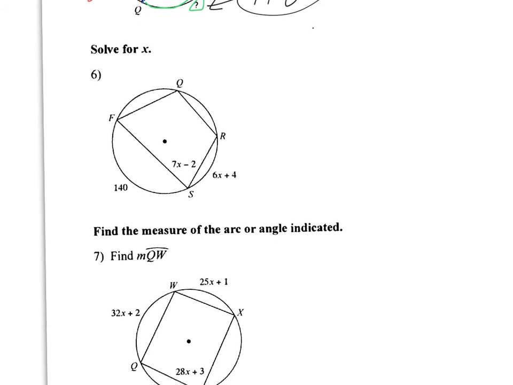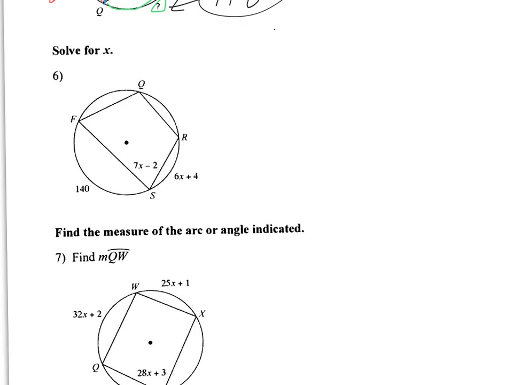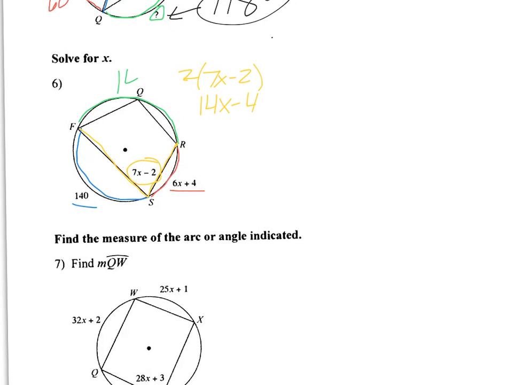All right, keep going. This one says solve for x. Now this can be a little tricky. What I know is this arc right here is 6x plus 4. This arc right here is 140. And this arc from here to here is going to be twice as big as the angle. So I multiply 7x minus 2 by 2, that gives me 14x minus 4. That is the green arc, 14x minus 4.